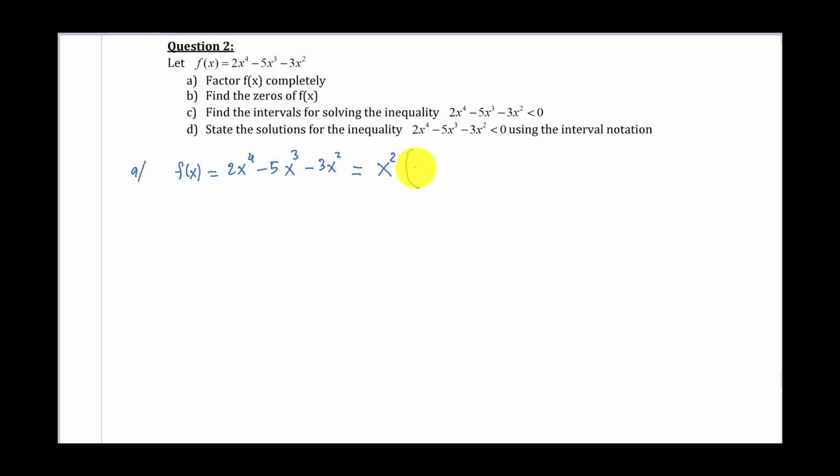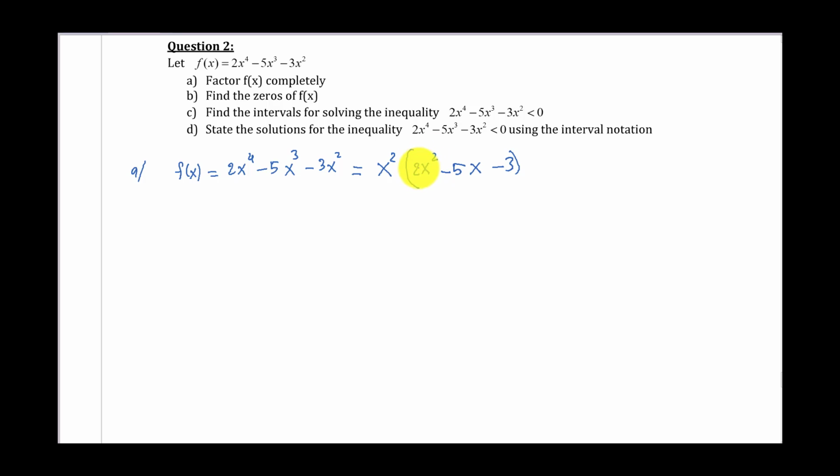If I do that, then the first term I should have 2x squared, because x squared and x squared give back 4. Now minus 5 stays the same. When I pull out x squared, I have x left, one more x, because x squared and 1x give me x to the third power. And the same thing for the last term. When I pull out x squared, I only have minus 3 left for the last term. Now, we can still further factor the inside expression here.